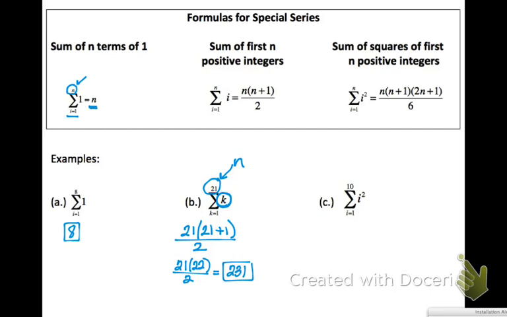So if you were to take the numbers from 1 to 21 and add them all together, 1 plus 2 plus 3 plus 4 plus 5, all the way up to plus 20 plus 21, you would get 231 for your answer. And lastly, whenever you see just the variable squared, that's this last formula, that's the sum of the perfect squares, in this case from 1 to 10. So 10 is the value for n that we're going to use. And it goes like this: 10 times 10 plus 1 times 2 times 10 plus 1, all divided by 6.